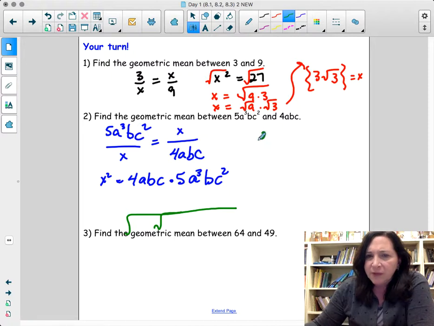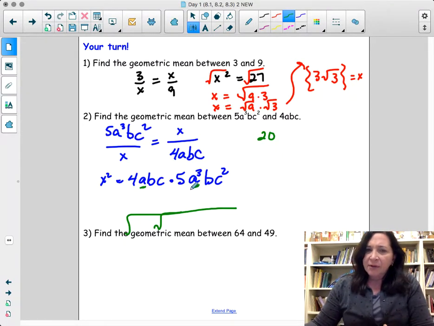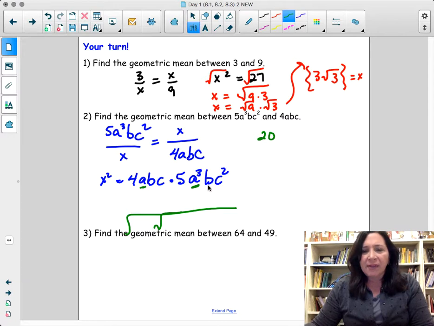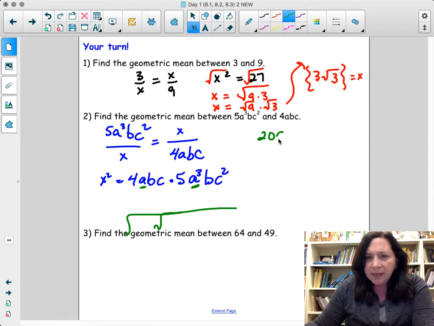So 5 times 4 is 20. Now, a times a cubed, there's a rule for that: if the variables are the same, you keep the base and add the exponents. So this is 20, a to the 3 plus 1, which is 4. Then you have b to the 1 here, so that's b squared. Lastly, c to the 1 times c squared is c to the 2 plus 1, which is the 3rd power.